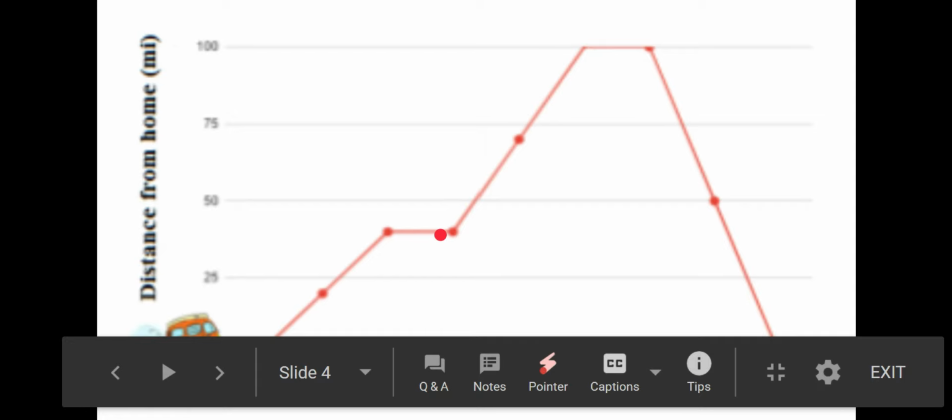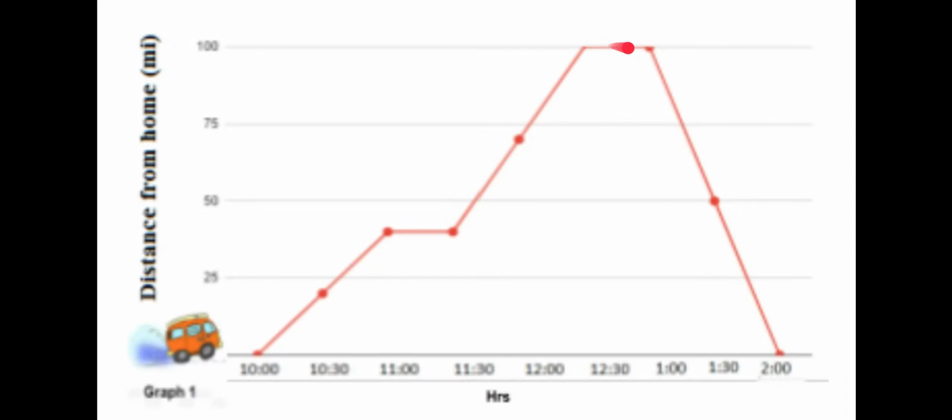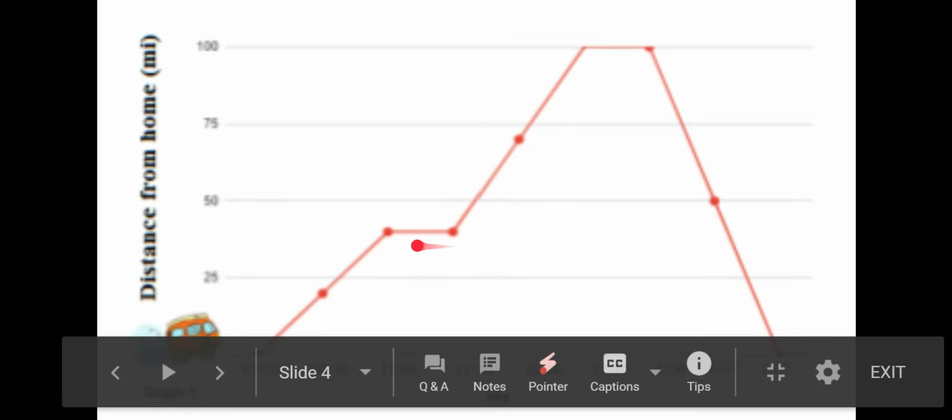If you notice at both of these locations, time continues to change, whereas distance does not. So that tells us at these particular moments, here and here, the vehicle is not moving at all.